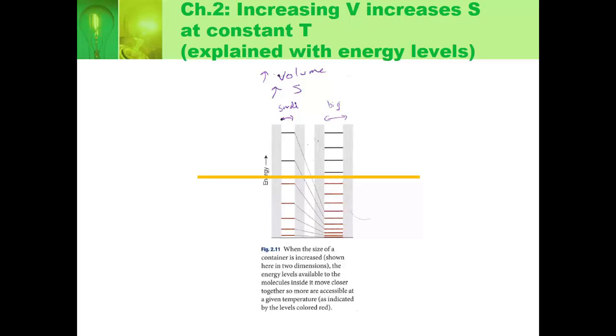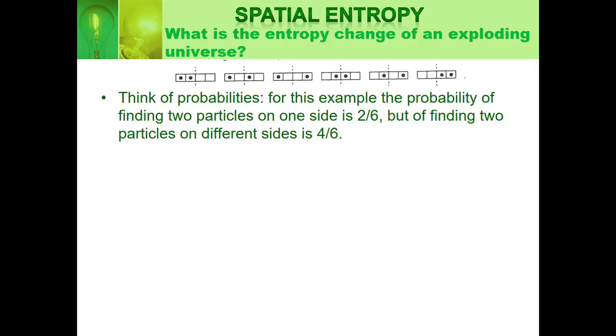It's really important to keep in mind constant T. That's a huge part of this. But this is still not the best way to explain it. We actually need a third way to really understand why increasing V increases S. And that's this spatial entropy metaphor. This will really help us to say what the entropy change of an exploding universe is.